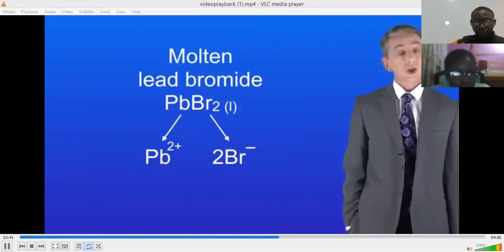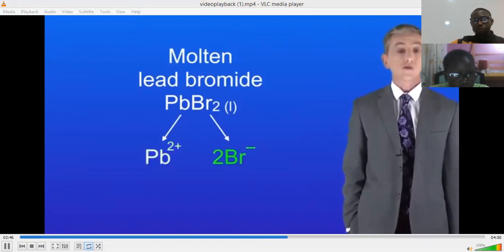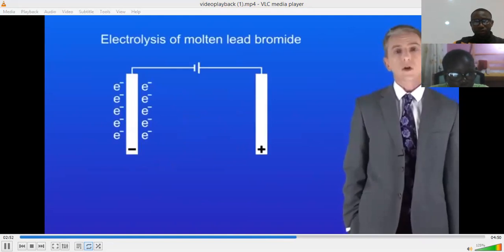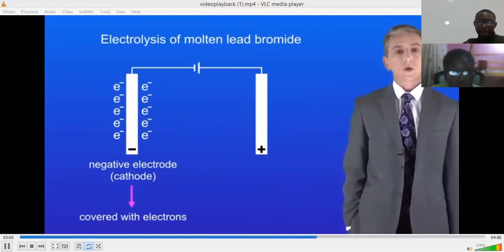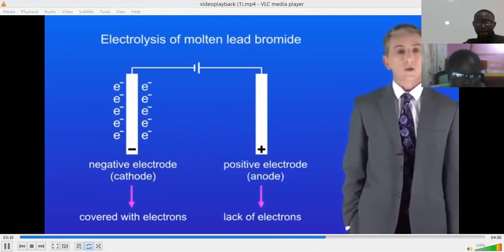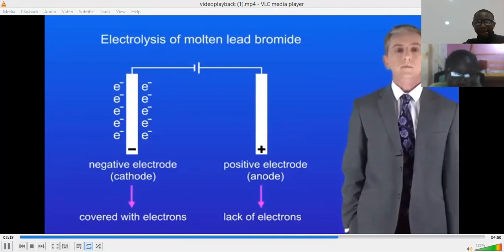So lead bromide contains 2 ions, the positive lead ion Pb2+, and the negative bromide ion Br-. In electrolysis, we've got 2 electrodes. These are made of a conducting material such as graphite or a metal. The negative electrode is called the cathode. That's attached to the negative terminal of a power pack. Think of the cathode as being covered with electrons which are coming from the power pack. The positive electrode is called the anode. That's connected to the positive terminal of the power pack. Think of the anode as having a lack of electrons.